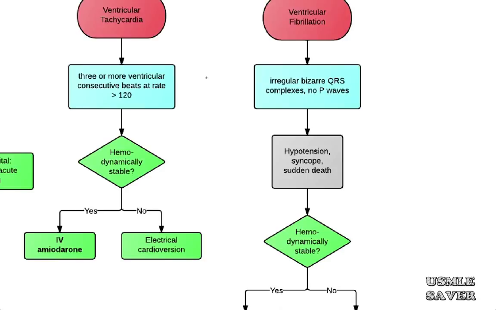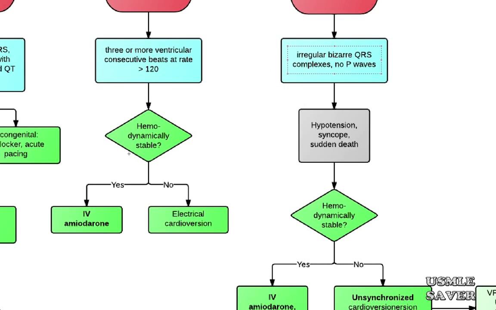Make sure you know the EKG difference between VTAC and VFib. In VTAC, you have 3 or more ventricular beats consecutively, at a rate more than 120. Whereas in VFib, you cannot see P waves. QRS complexes are irregular and dissolve. Please go over and compare these two EKGs from your book or from the web. Management of VTAC depends on hemodynamic stability, or in other words, does the patient have a pulse? If the patient has a pulse, you can use IV amiodarone. If no pulse, then cardioversion.